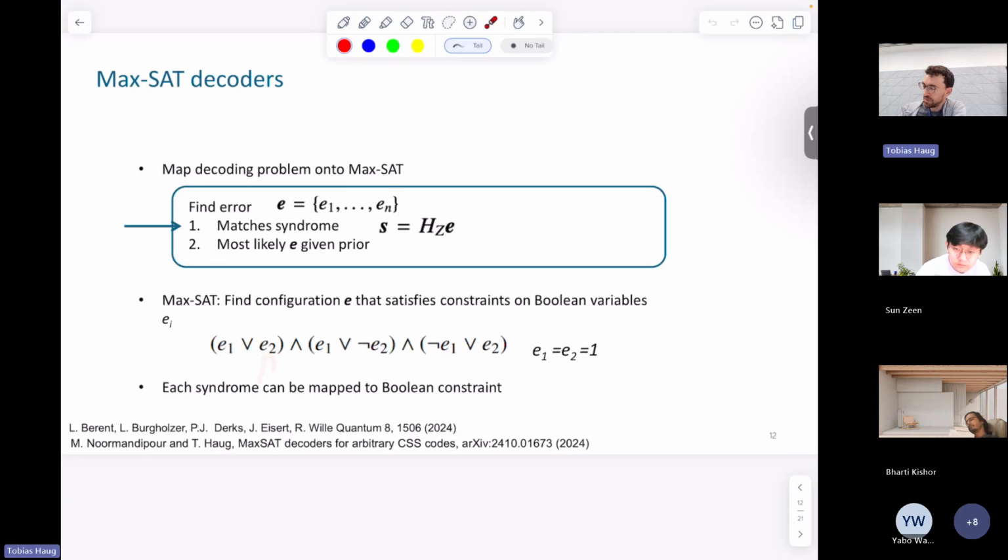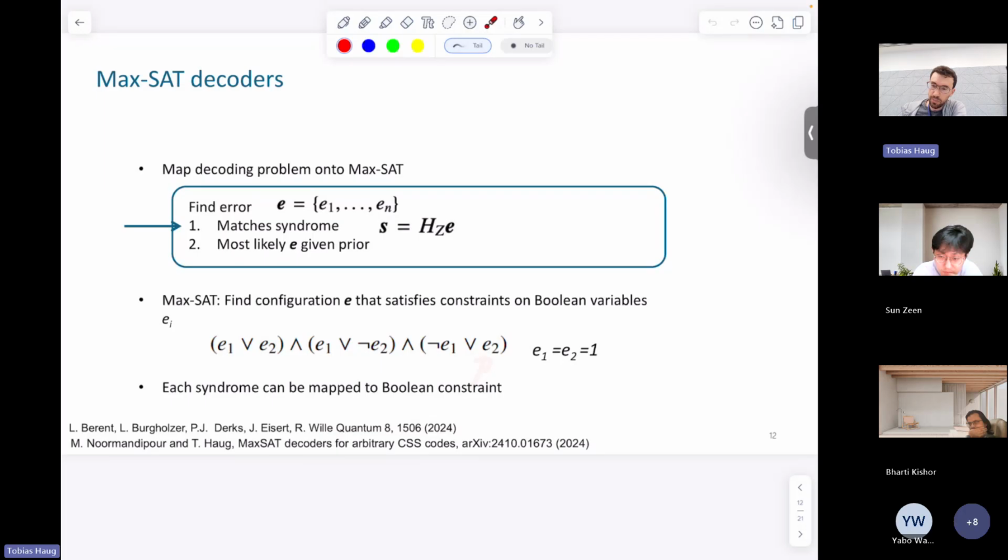Because there's an OR constraint. And then we say on top, this equation must be true, which says that E1 or the inverse of E2. Inverse means we flip 0 to 1 and vice versa. And the third condition is saying that the inverse of E1 or E2 must be true.